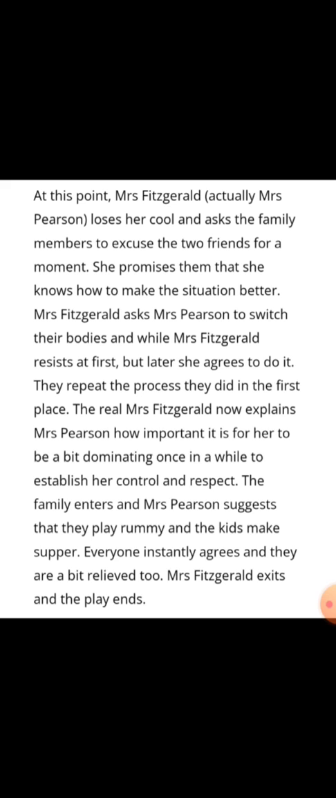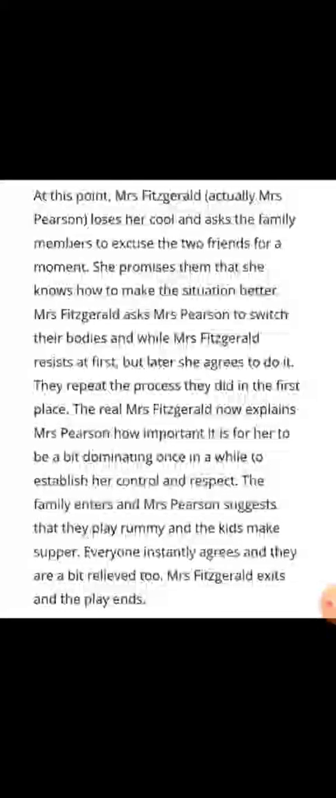So, when she got the permission from the family members of Mrs. Pearson, she talked to Mrs. Fitzgerald. She talked about the previous form, what they actually have, and Mrs. Fitzgerald took a promise from her that anyhow she would get back her respect in the family. Giving the promise to Mrs. Fitzgerald, they come back again in their former forms, and they dealt with the situation better.